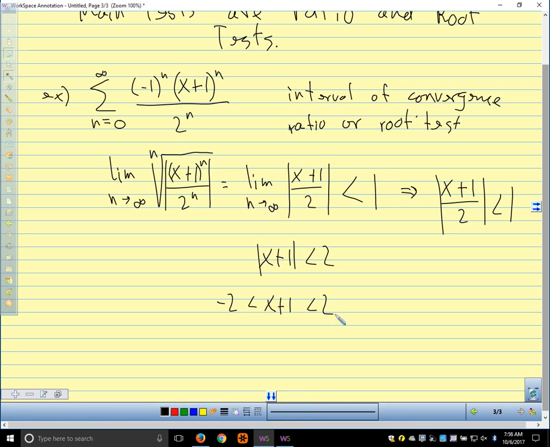The other way that you can do this, the way I usually think of absolute values, is to say x plus 1 is less than 2, or negative x plus 1 is less than 2. You get to the same place.